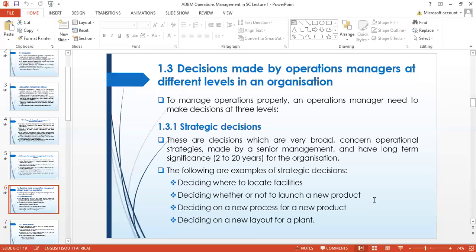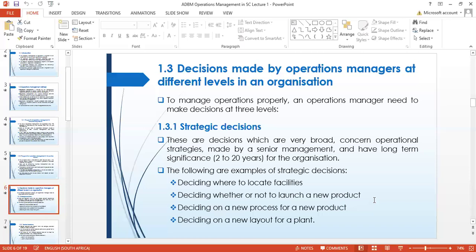You cannot see a junior manager or a mid-level manager making a strategic decision. It is the senior managers. It is the executives. And their time frame is long term, maybe ranging from 2 to 20 years. That's the time frame for the strategic decisions.